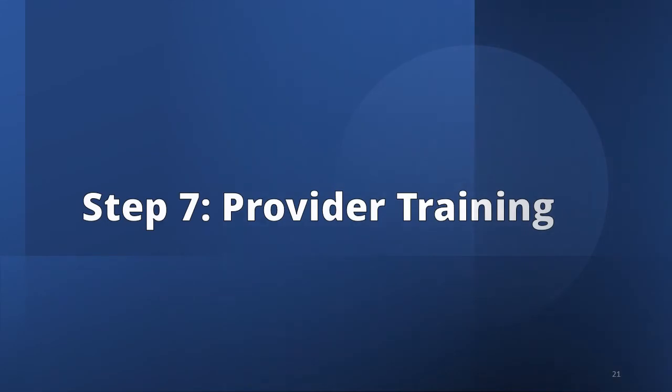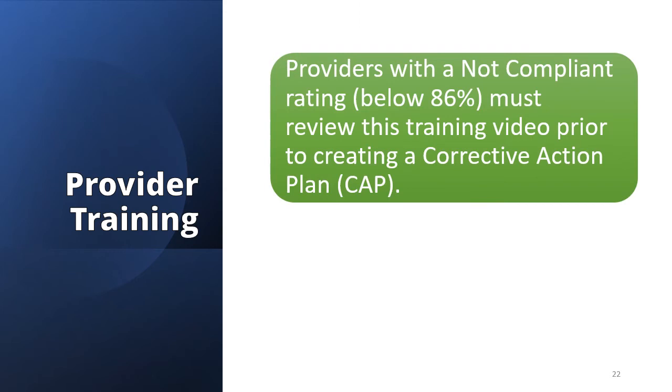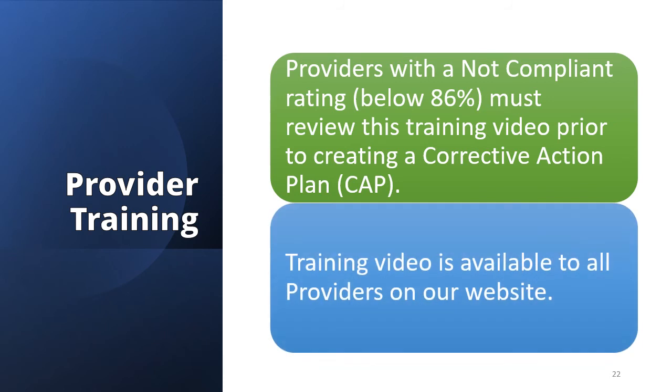Step 7. Provider training. If the provider receives a fiscal audit rating of below 86%, they are required to review this training video prior to creating a corrective action plan. This training video will be made available to all providers on our website at health.hawaii.gov/DDD under the Waiver Providers Training Archive.